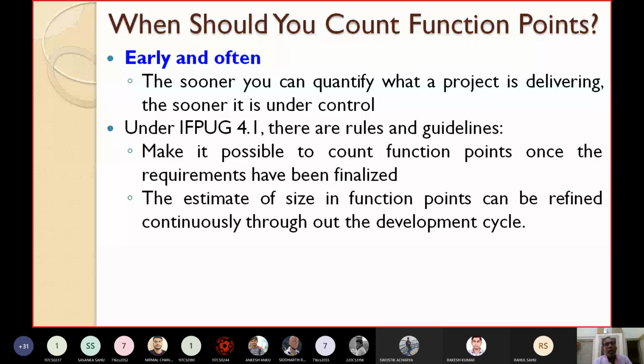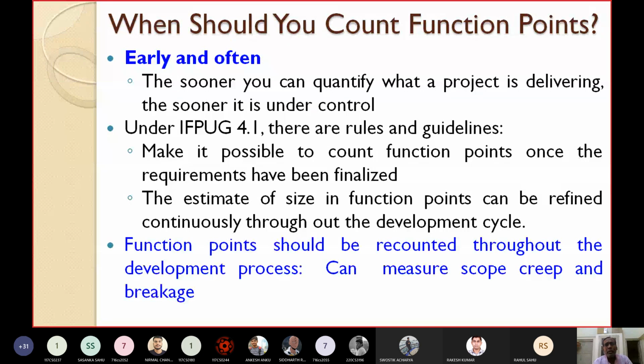Function points should be recounted throughout the development process. Once they are counted, you should not fix them. Function points can measure scope creep and breakage, whether you have gone beyond the scope, and the breakage.